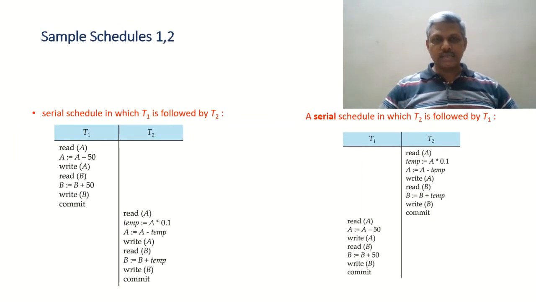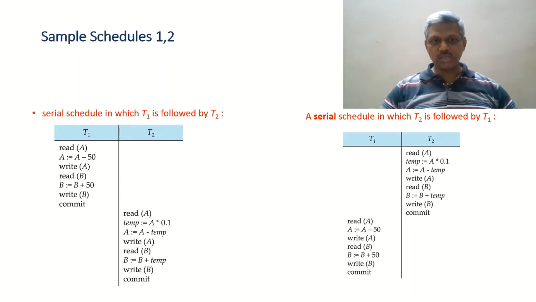Here is an example of a serial schedule with two simple transactions. In the first schedule, T2 happens after T1. In the second schedule, T2 operates first and then T1 operates. In T1, we are transferring rupees 50 from account A to account B. And in the second transaction, 10% of whatever amount is there in A is transferred to account B.